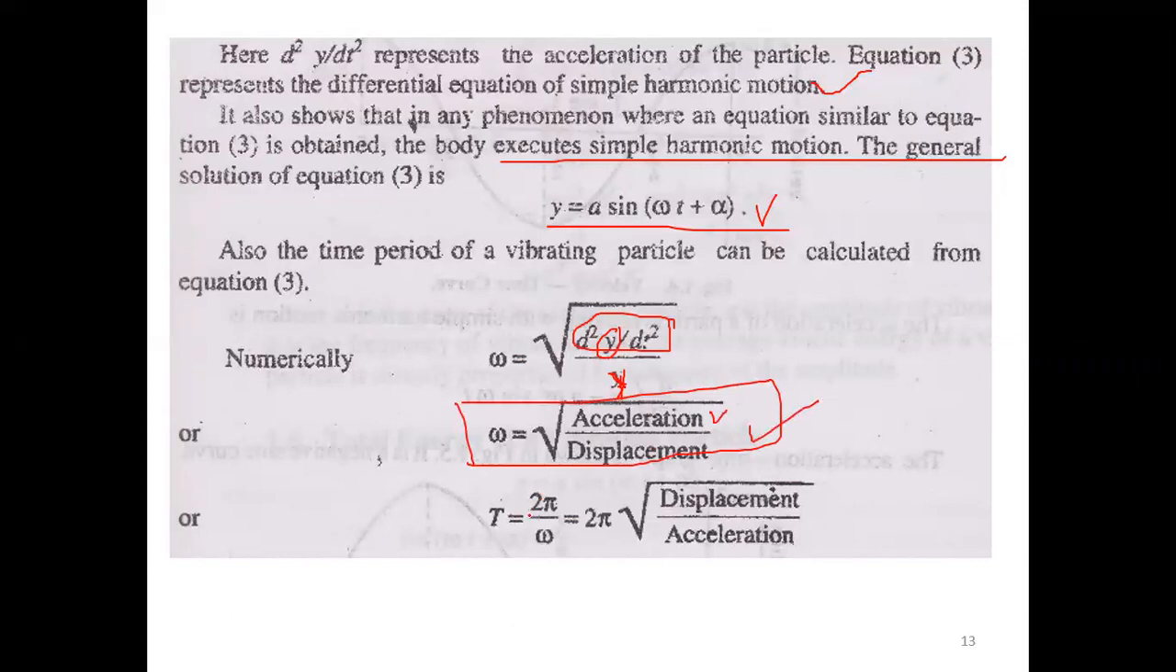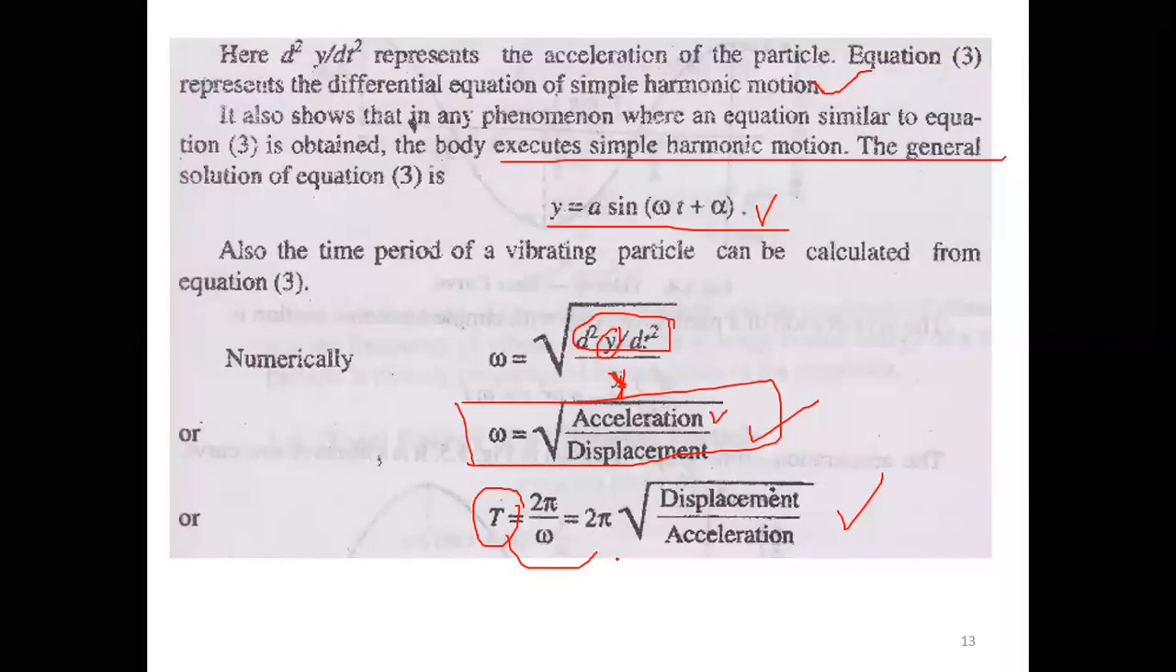And T equals twice pi by omega. So substitute the value of omega: the numerator will be the numerator and the denominator will be the denominator. So it will be twice pi square root of displacement by acceleration. So in these two slides, we have derived the differential equation of simple harmonic motion, and we have shown that angular frequency omega is the square root of acceleration by displacement, or time period T is equal to twice pi square root of displacement by acceleration.